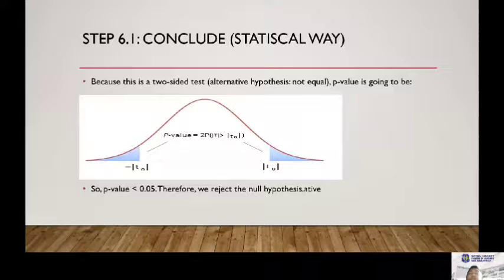Step 6.1, conclude statistically. Because this is a two-sided test, the alternative hypothesis is not equal. So the p-value is 0.05, therefore we reject the null hypothesis.